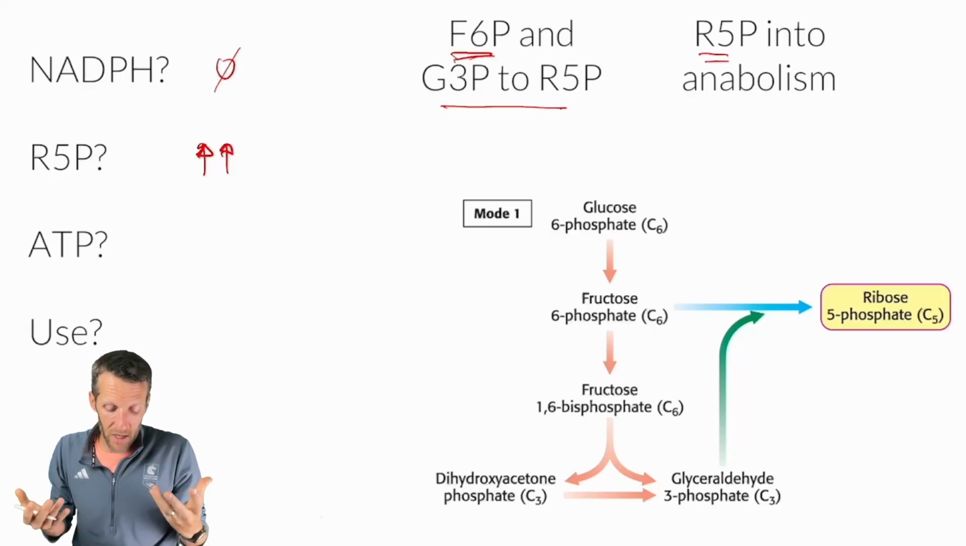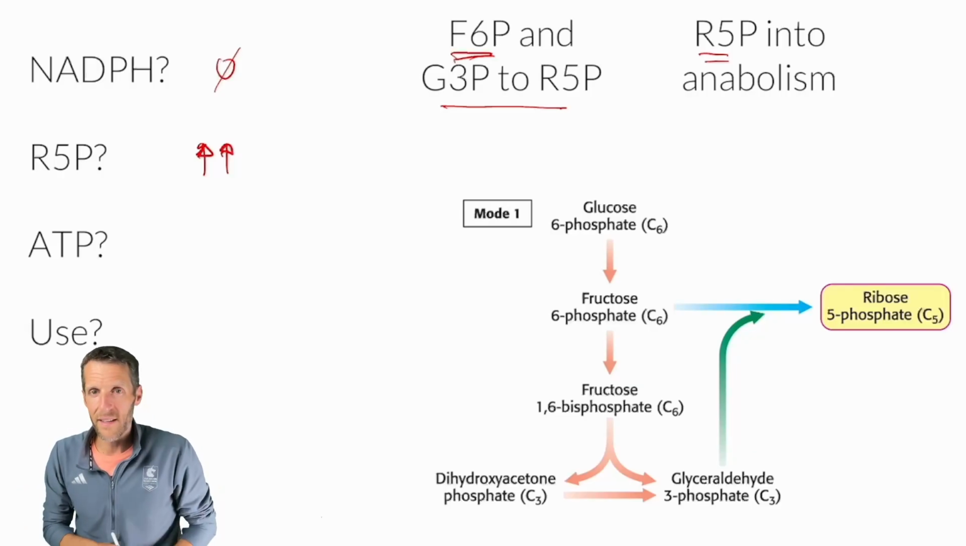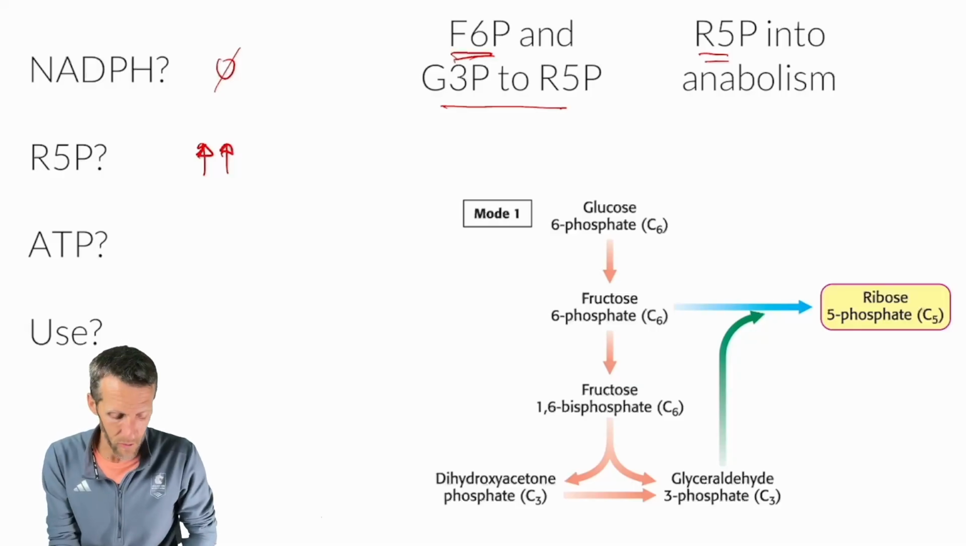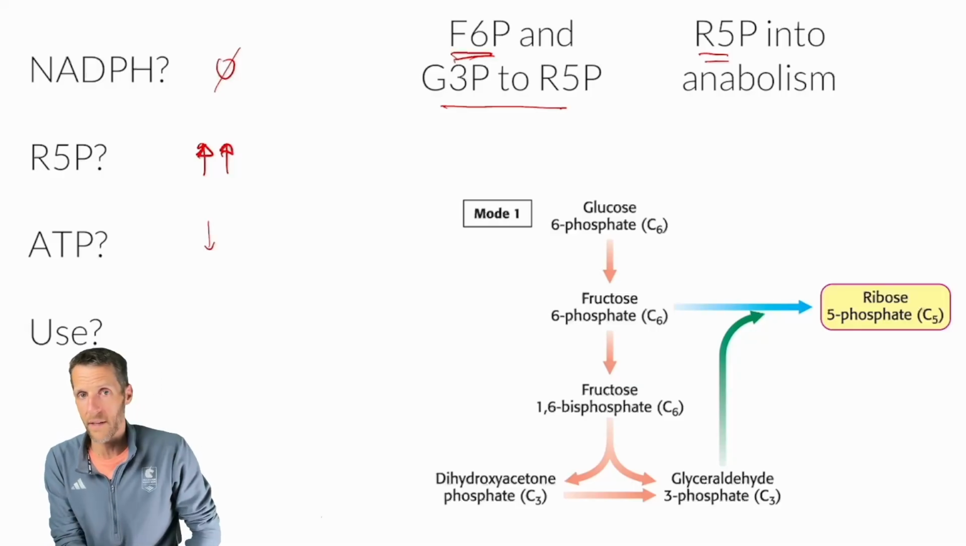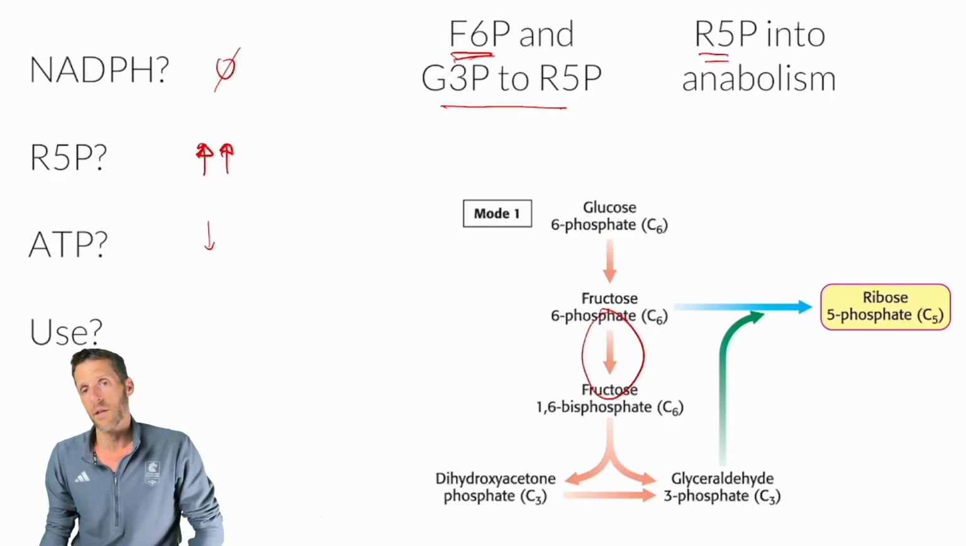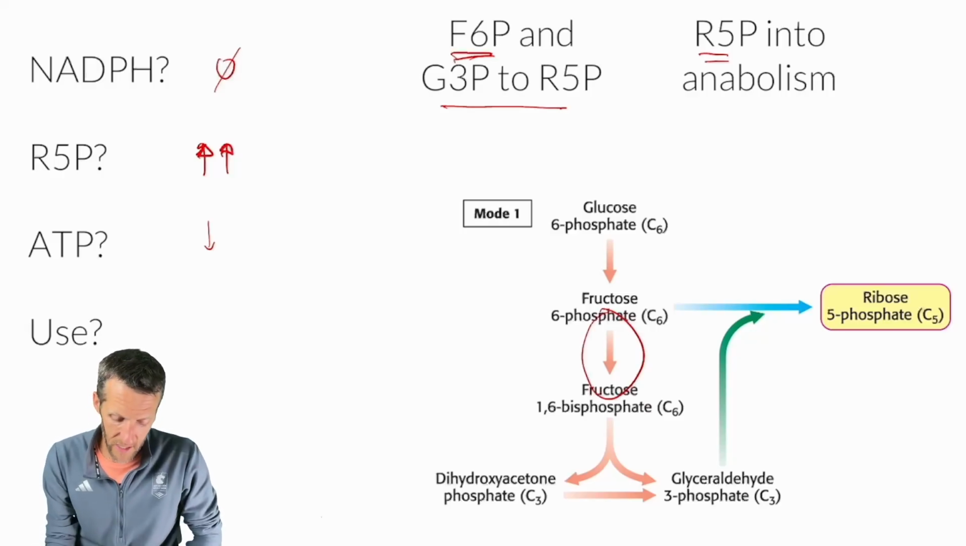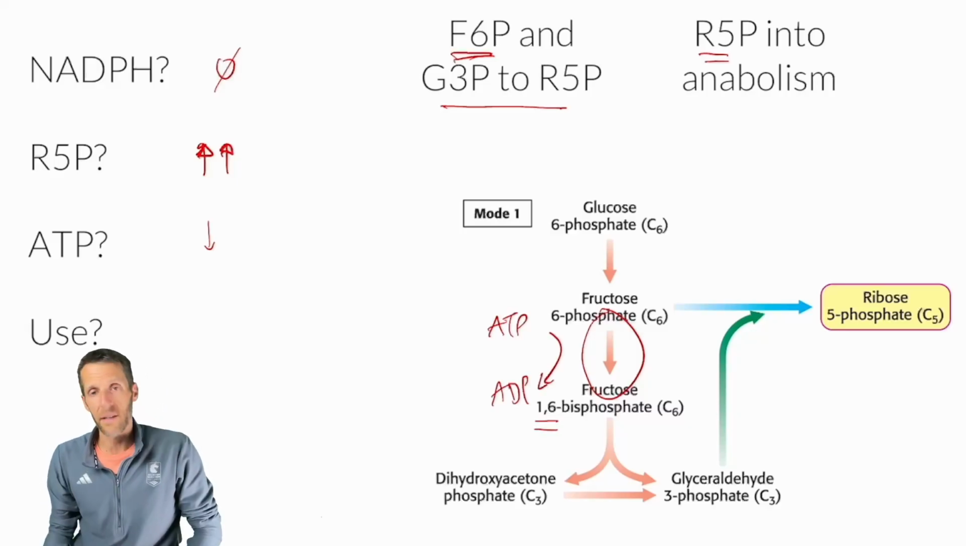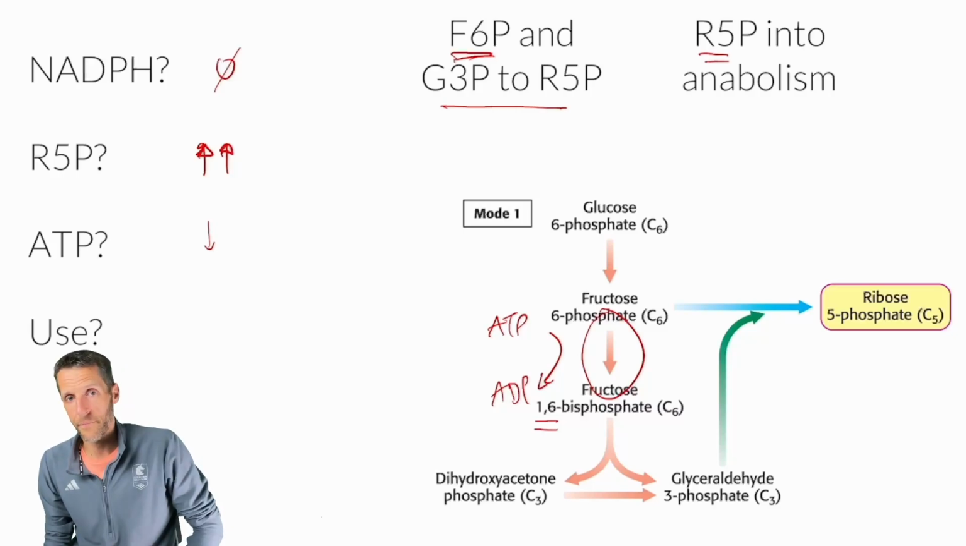What about ATP? Are we using it? Are we consuming it? This is a little bit subtle. You have to know your glycolysis well, but it turns out we're using a small amount of ATP. And the reason is this step going from fructose 6-phosphate to fructose 1,6-bisphosphate. You'll notice we went from one phosphate to two. That's because this reaction takes an ATP and makes an ADP. So we are, in fact, consuming a little bit of energy here.